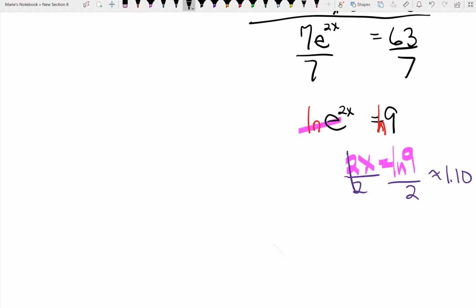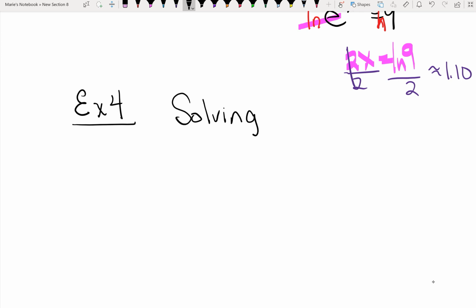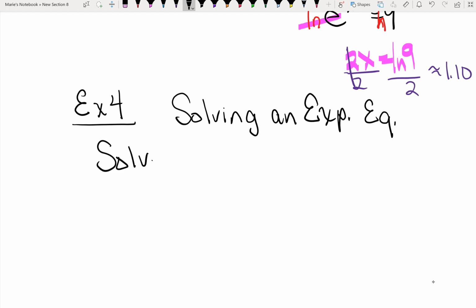All right, so let's look at example 4. In example 4, we have, again, solving. Nothing's changing. We're still solving. It's just different types of problems that you're going to face. So draw solving an exponential equation. And they're asking us to solve 5 raised to the x minus 2 equal to 4 raised to the 2x plus 3.